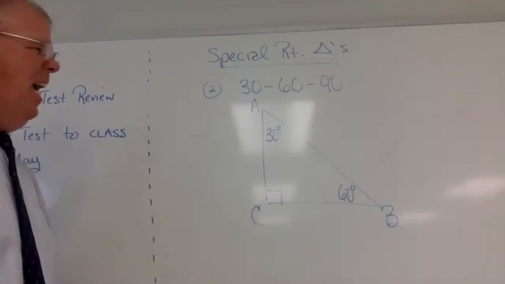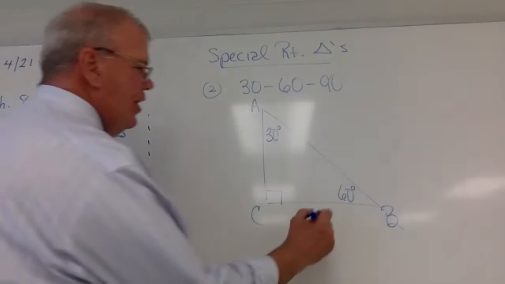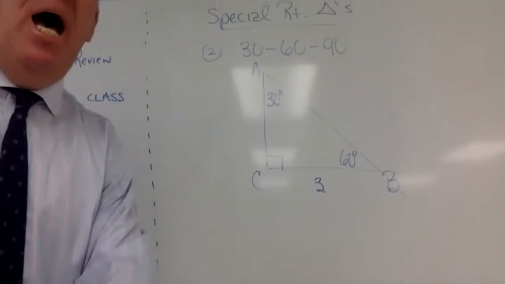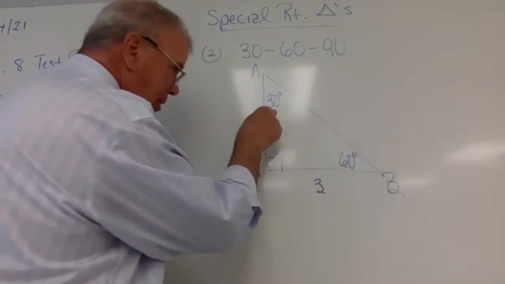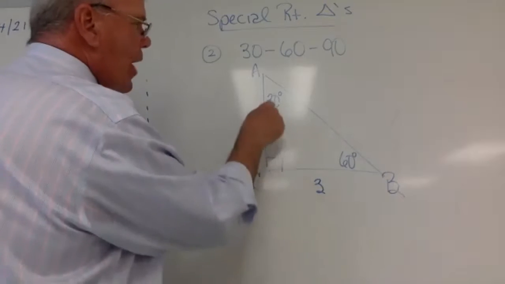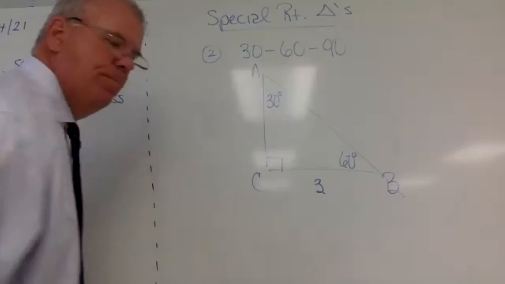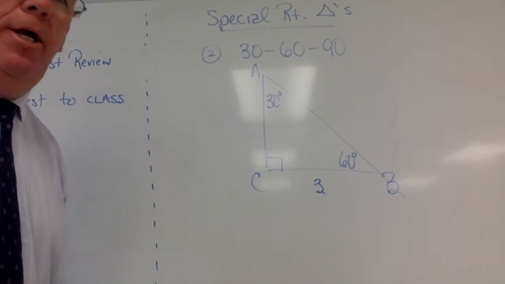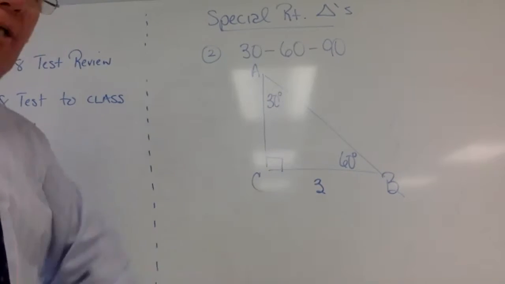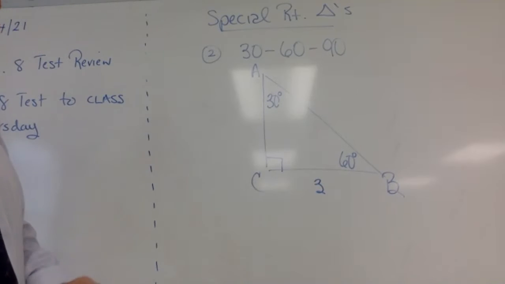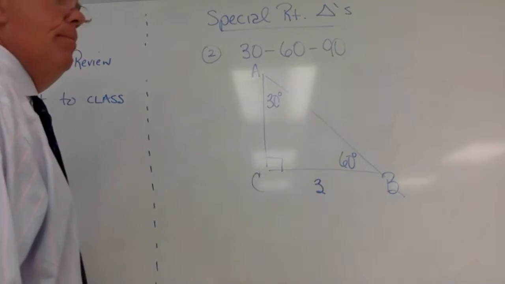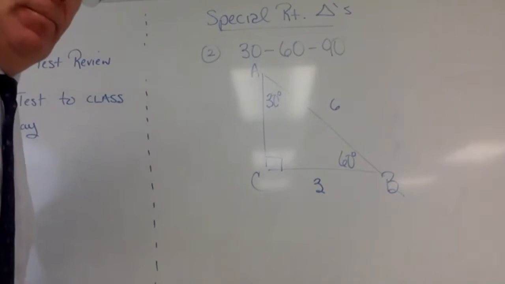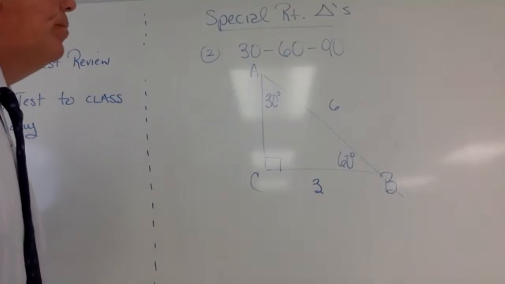Now, here's what I know. If I know this is 3, right? So now what do I know? I know the side opposite the 30 degree. How do I know that's the smallest side? Because it's opposite the smallest angle. Ready? Now, what's the hypotenuse? Who remembers the rule? How come I know that's 6? What's the rule?